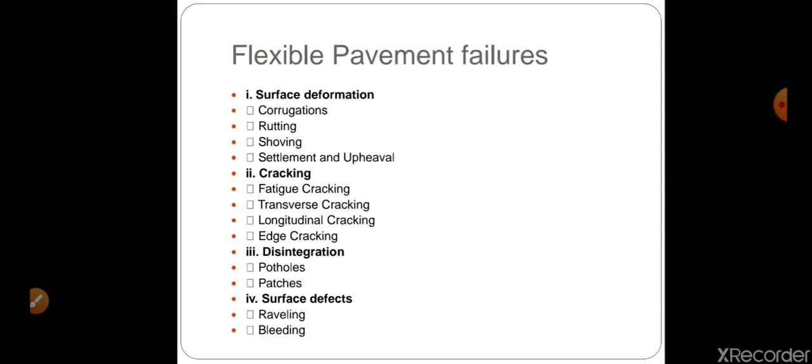So these are the different pavement failures. The first is surface deformation, in that corrugation, rutting, shoving, settlement and upheaval. The second is cracking, that is fatigue cracking, transverse cracking, longitudinal cracking, edge cracking. Third is disintegration, which we find in potholes and patches. And lastly, the surface defects, that is raveling and bleeding. Now we'll start seeing them one by one.